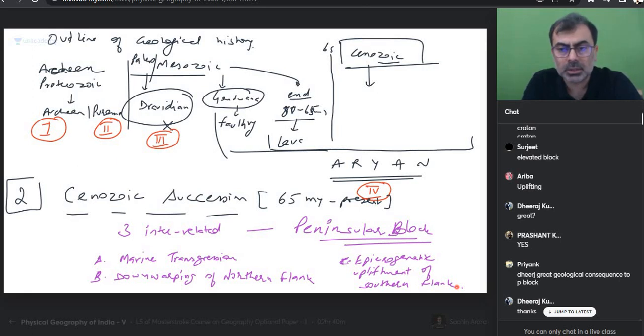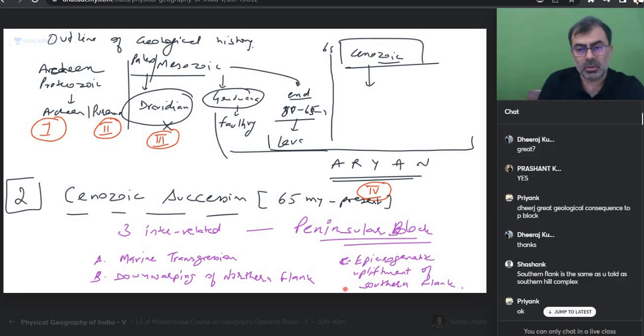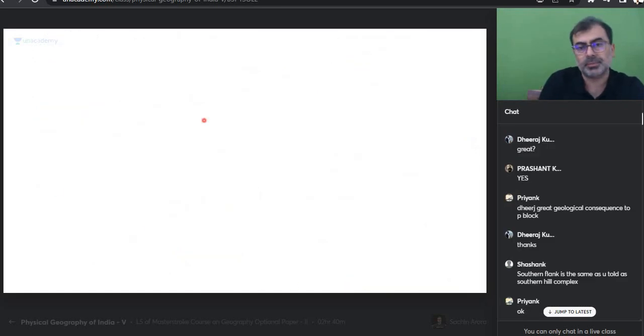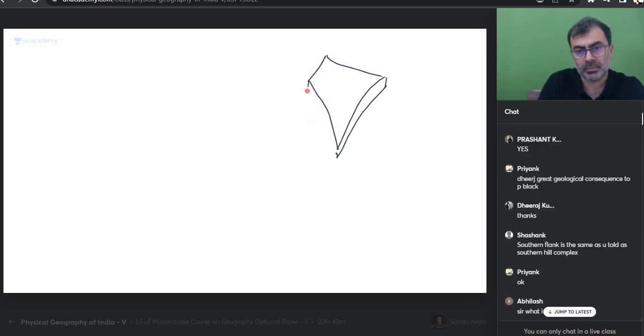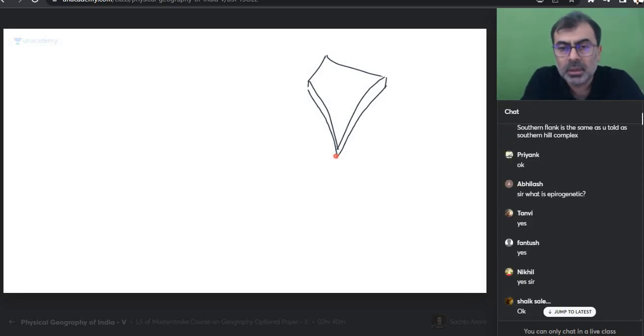Had great geological consequence to the peninsular block. Three interrelated events happened. These are marine transgression, down warping of the northern flank, and epirogenetic upliftment of the southern flank. Is everyone okay? So let me go to the next slide to explain certain things. Is everyone okay with this diagram? Abhilash, everything will come, don't worry. Do you recognize this, sir?